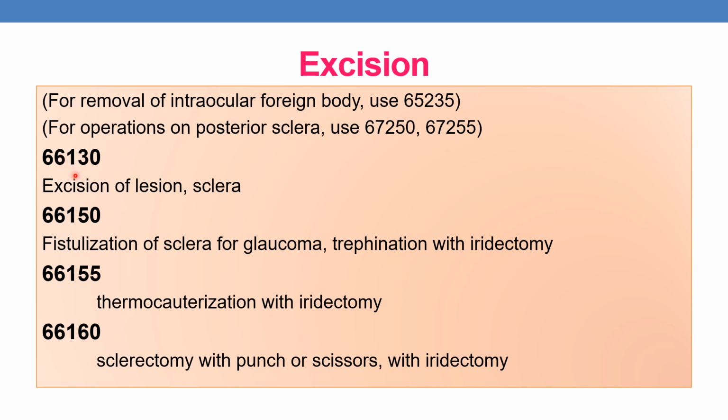Here, coming to the first CPT in excision, that is 66130. Excision of lesion, sclera. The next is 66150. Fistulization of sclera for glaucoma, trephination with iridectomy. The next is 66155. Fistulization of sclera with thermocauterization with iridectomy. The next is 66160. Fistulization of sclera for glaucoma, sclerectomy with punch or scissors, with iridectomy.